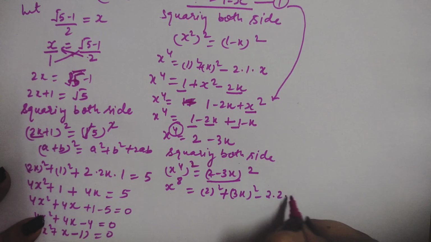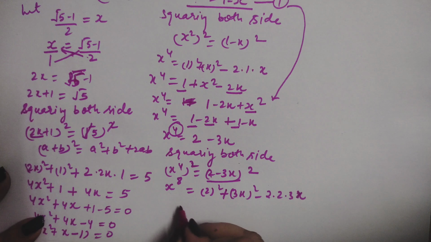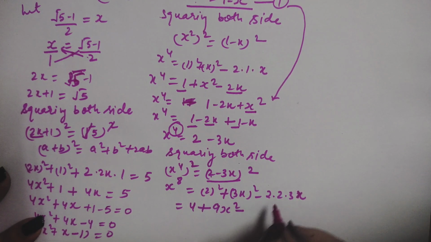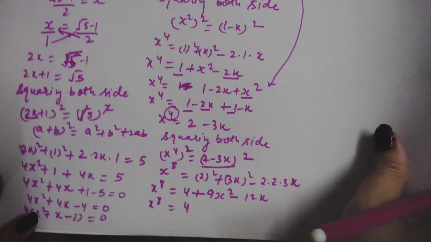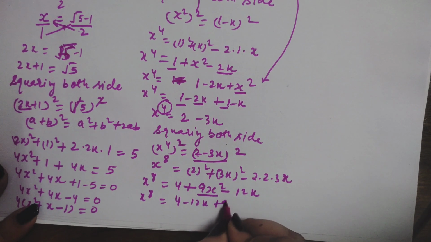and b square, minus 2ab, where a is 2 and b is 3x. So it is 2 square, which is 4, and 9x square, minus 2 times 2 times 3x, which is 12x, and x power 8. Now x power 8 is as it is, and 4, first we will write the 4 here. Then after that 9 minus 12x we will write first, and 9x square is the last.